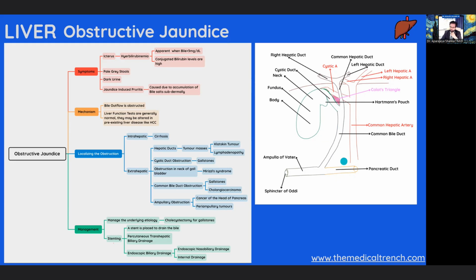Now, it could be anything. It could be a tumor. It could just be cholecystitis. It could be cholelithiasis, which is a stone, or it could be a tumor, right? So if you have obstructive jaundice, how are you going to evaluate obstructive jaundice?